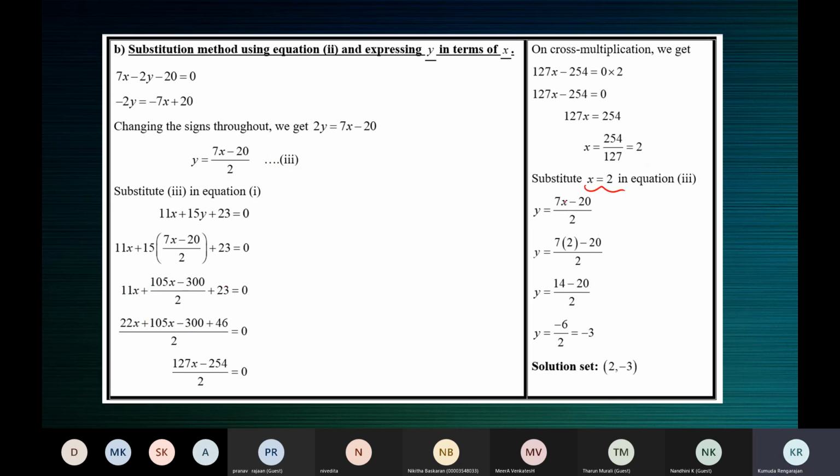In place of x, use the value of x, which is 2. So 7 into 2 minus 20 by 2. 14 minus 20 by 2. Y is equal to minus 6 by 2, which is minus 3. The value of y is minus 3. So the value of x is 2. The value of y is minus 3.